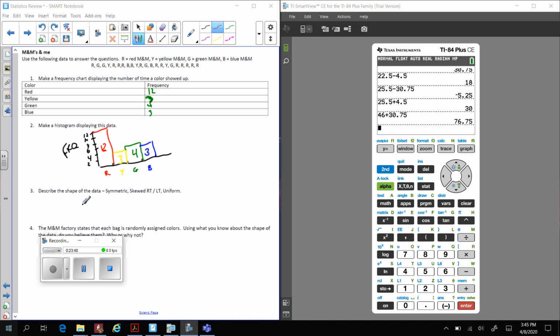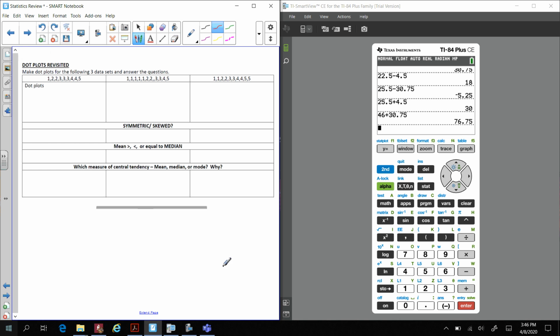And so describing the shape, when I look at this, most of my information here is on the left. So yes, I would say that it is skewed to the right. All right, so the M&M factory states that each bag is randomly assigned colors. Using what you know about the shape of the data, do you believe them? Well, I don't, because obviously most of them are red in this bag. So I would say they are definitely skewed to have more red M&Ms.